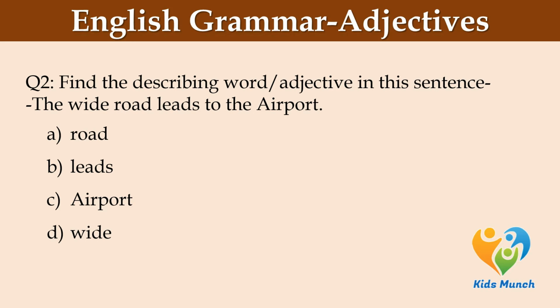Find the describing word or adjective in this sentence. The wide road leads to the airport. Option A, road. Option B, leads. Option C, airport. Option D, wide.